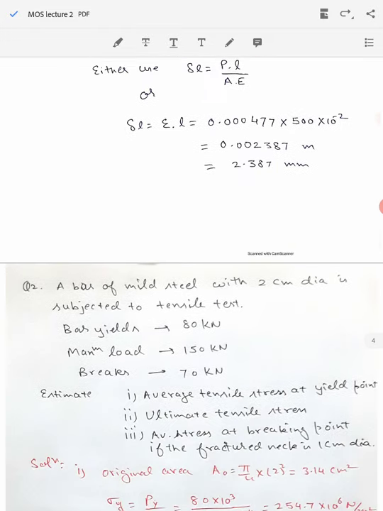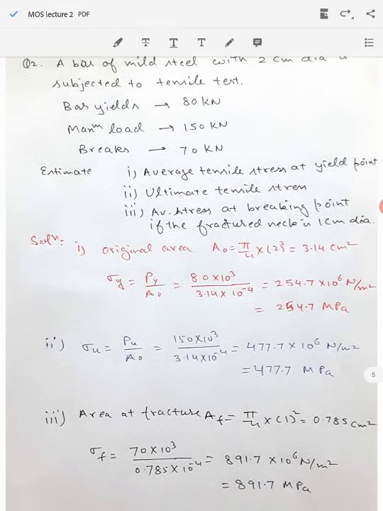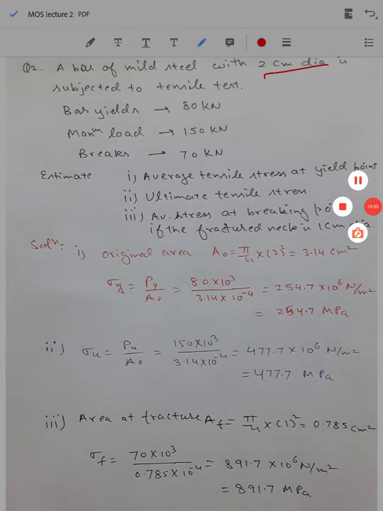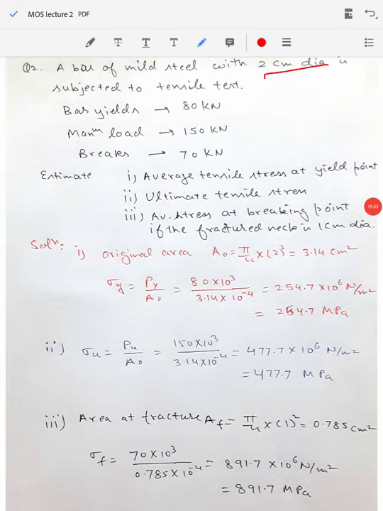Now let's see another numerical here. In this case, we have a bar of mild steel, which is again a circular bar. The diameter of the bar is given to you as 2 centimeter here. We are talking about a tensile test here, and we know the value of loads that is being applied here. So the load value for the yielding is given as 80 kilonewton. This is the point where the bar starts to yield. So this point corresponds to Y value.